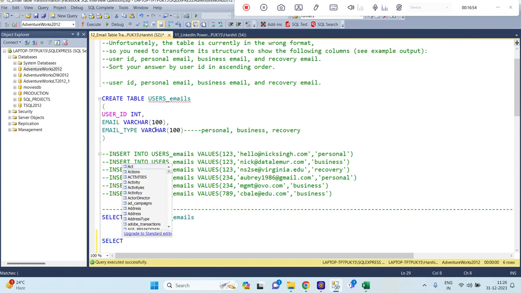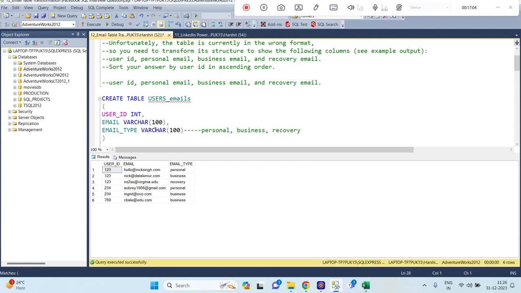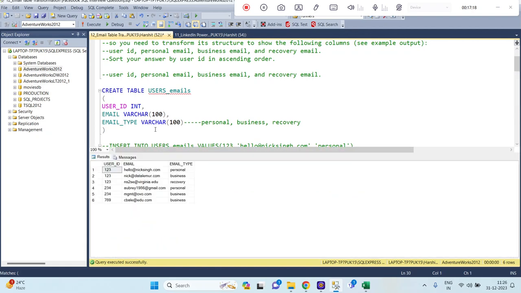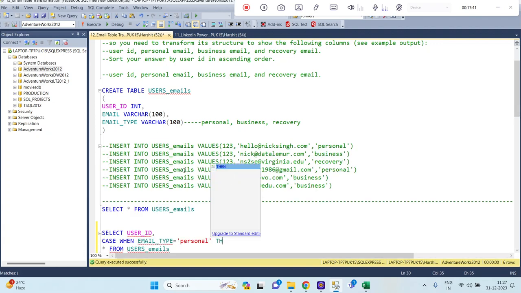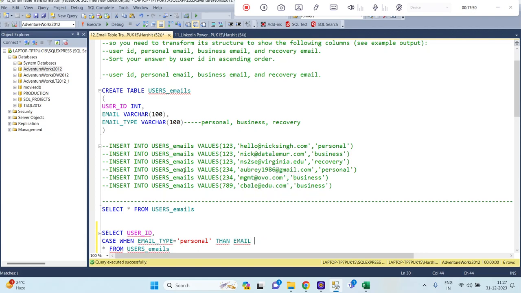So how can we get it? Select star from, I'm again writing this. Now if you see the table carefully, we require user ID plus three columns. So first column will be user ID. Now the email type is given: personal, business, recovery, personal, business, business. So here we need to write the case statement: case when email type equal to personal, then email, as personal email.